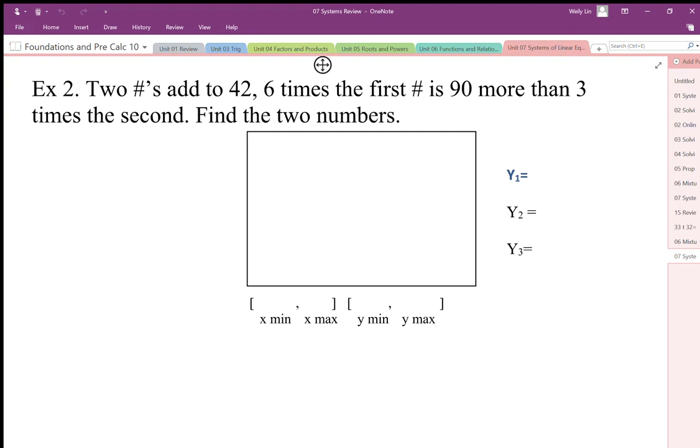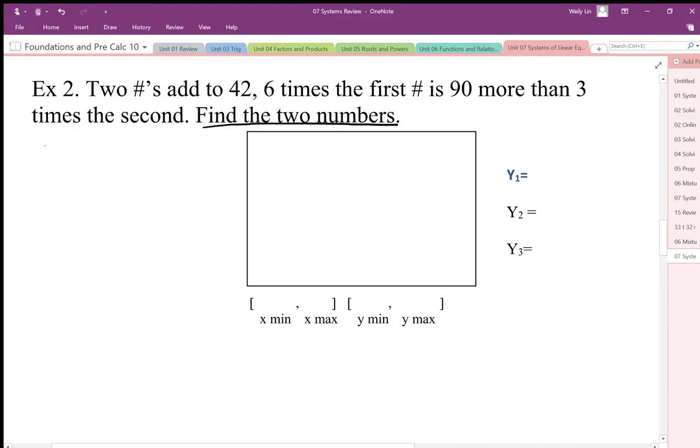Here we have a problem where we have two numbers. These two numbers add to 42, and then 6 times the first number is 90 more than 3 times the second. So it says find the two numbers. So that's important that we establish what we're looking for.